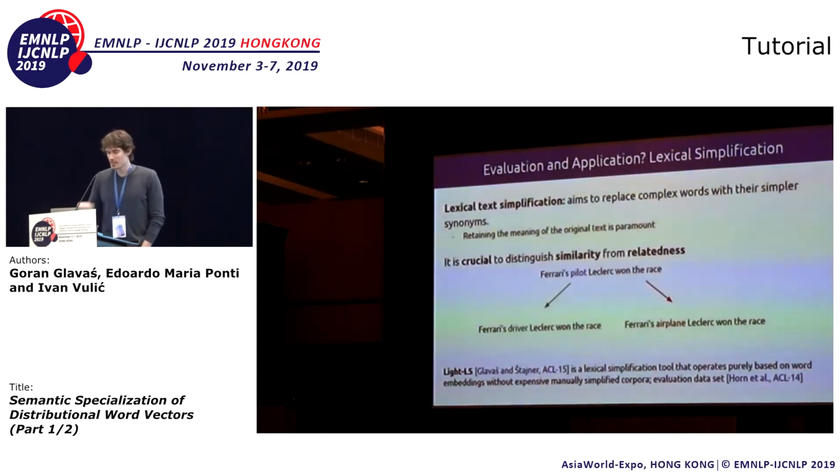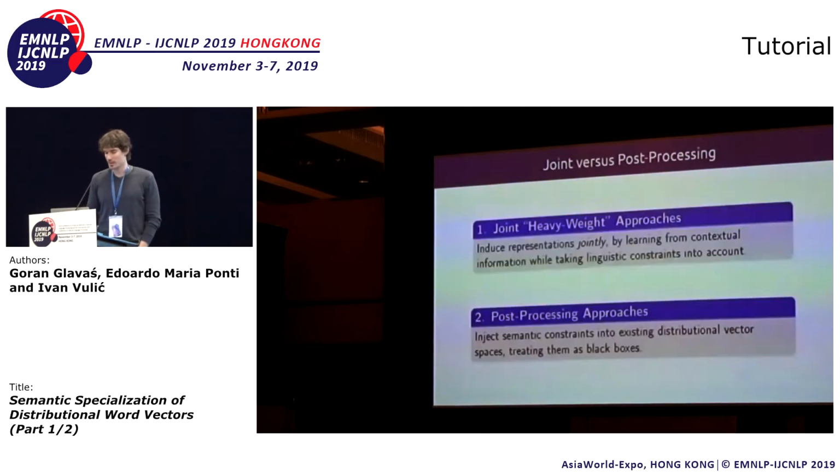And the same thing goes for lexical text simplification. Already mentioned this or a similar example. And there are also tools that are trying to do simplification without manually handcrafted corpora, relying basically on word embeddings. So there's this light lexical simplification tool that does exactly that. So can we get rid of manually simplified corpora and learn better simplification models? That's another application that we're going to cover.